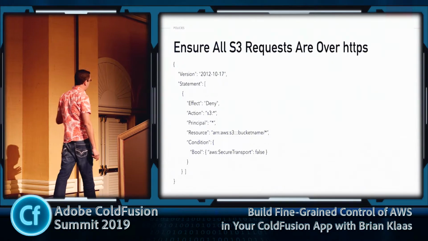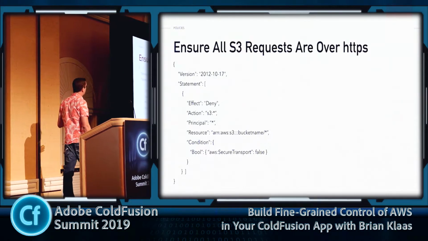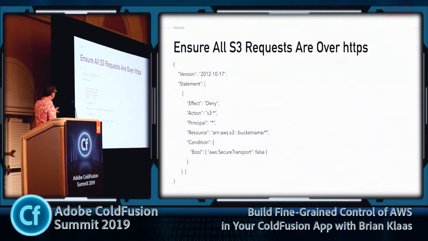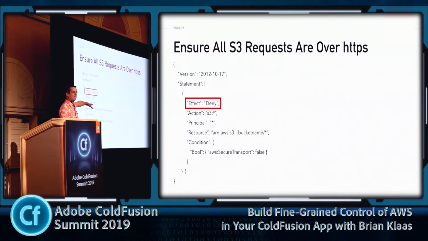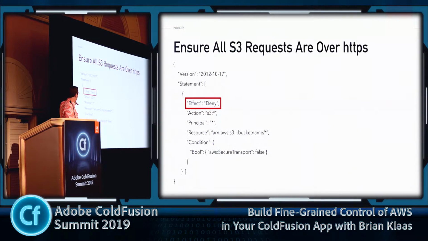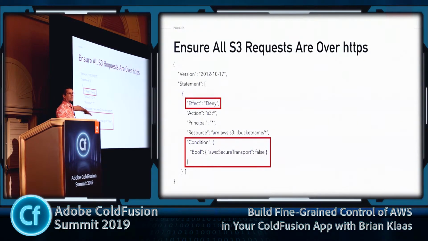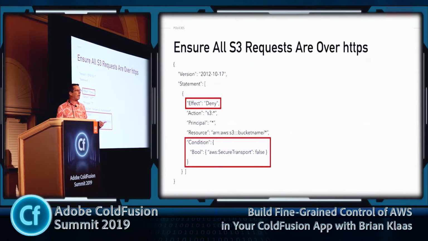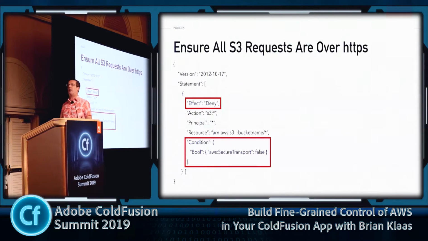You can write a policy that ensures that all requests come over HTTPS to your S3 bucket. And in this case, we're using a deny policy here, right? We're saying the effect is deny if this secure transport Boolean is false. Meaning if it's an HTTP request, don't let it come in. Everything we do has to be over HTTPS.